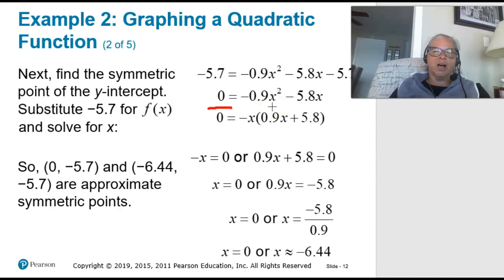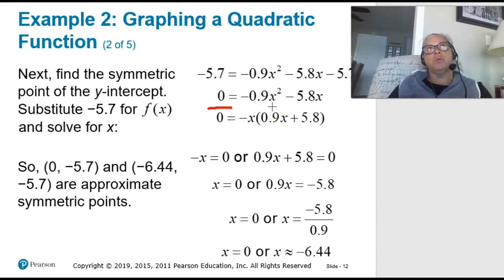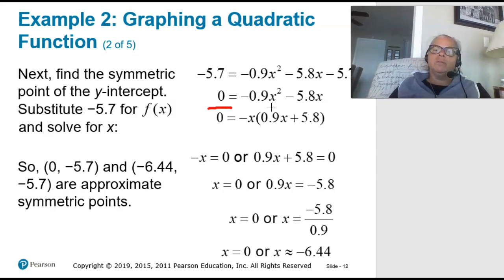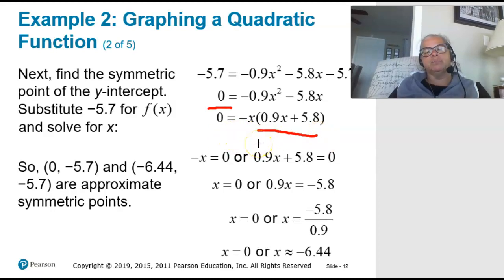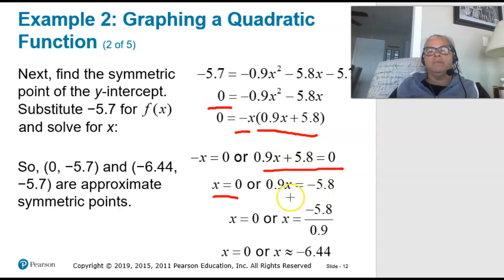-0.9x squared minus 5.8x. When we factor out a negative x, we end up with negative x times (0.9x plus 5.8). Those are your two factors. So when would a negative x be equal to 0? When x is equal to 0. When would 0.9x plus 5.8 equal 0? Well, we subtract 5.8 from each side, we divide by 0.9, and we end up with this approximation.